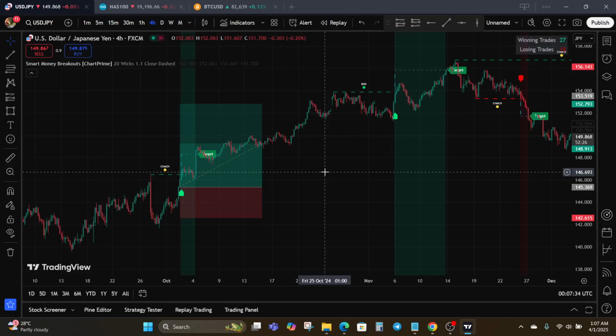So there you have it. The SMB indicator is a must-have tool for smart money trading, helping you catch early trend shifts and confirm breakouts with CHoCH and BOS.